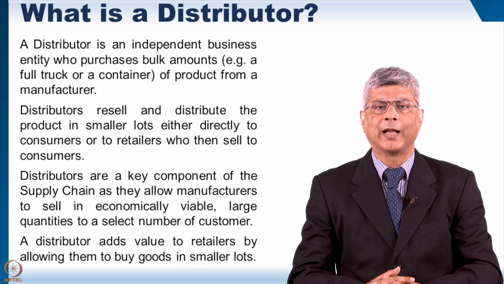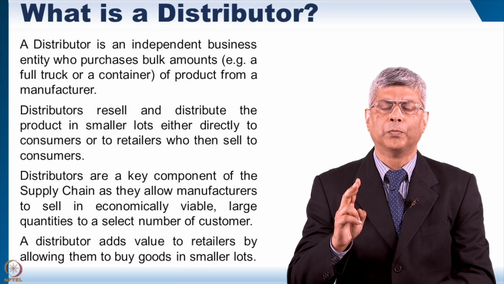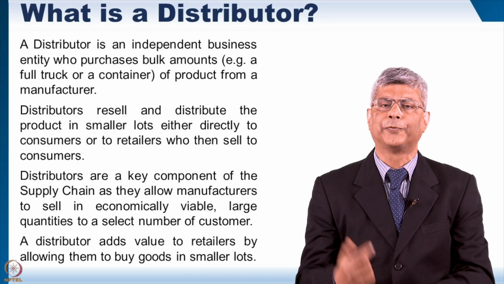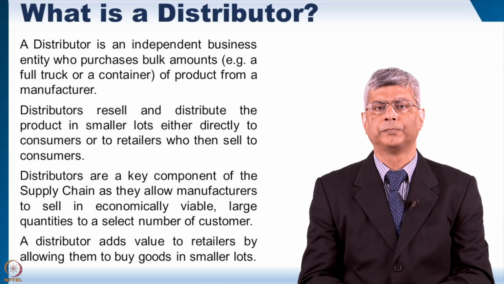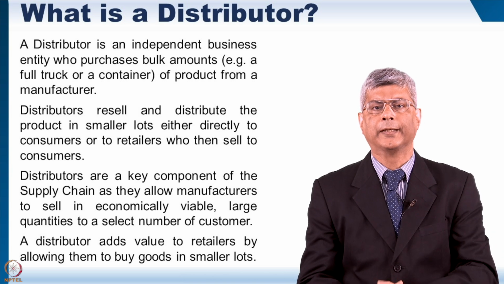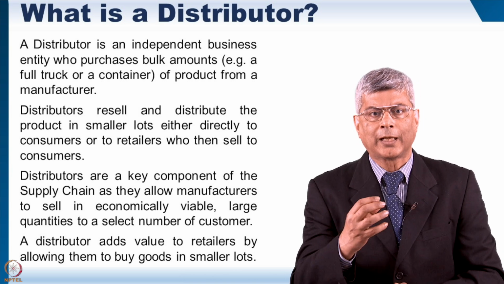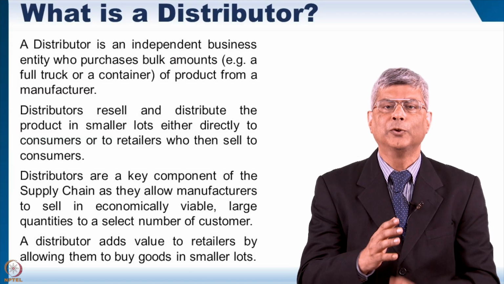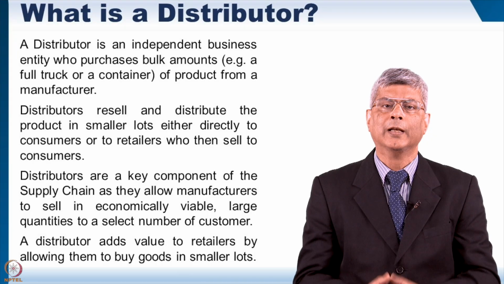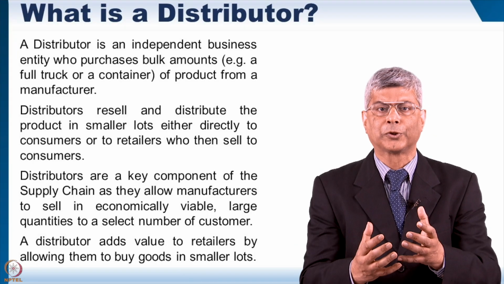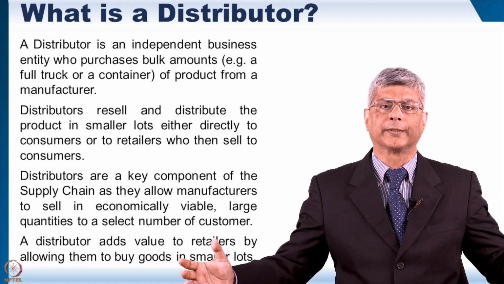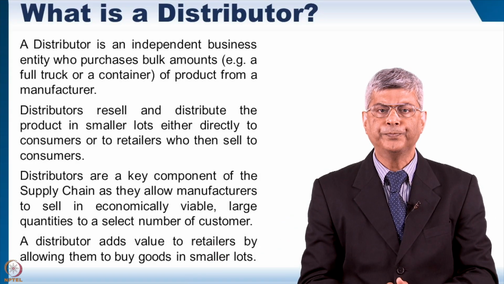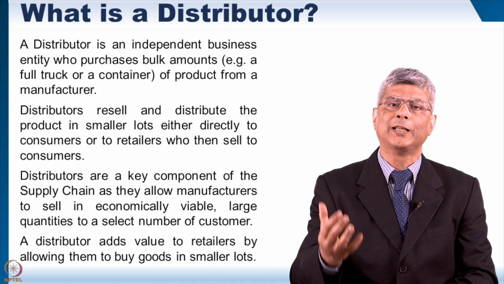Let's now spend a little bit of time on the two most important components of a sales channel. The first is the distributor, and the second is the retailer. Let's start with the distributor. A distributor is a person who distributes, which basically means he takes product from one or two sources and spreads it over many, many retailers or consumers, which means that he buys in bulk.